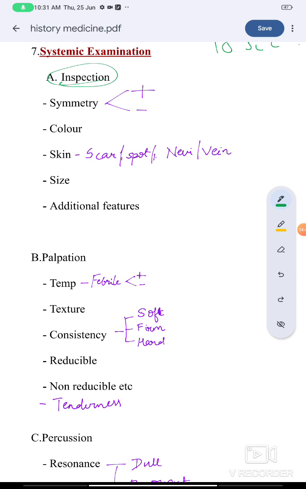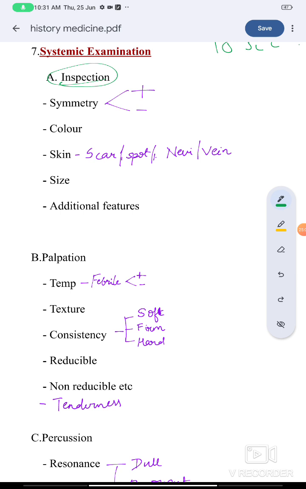You just look at the patient, expose the area to be examined, look at it and write the findings. Do not touch the patient while writing inspection. So inspection, for example, let us assume we are taking the history of a case of abdomen. Like for example, let us say we are taking a case of ascites.